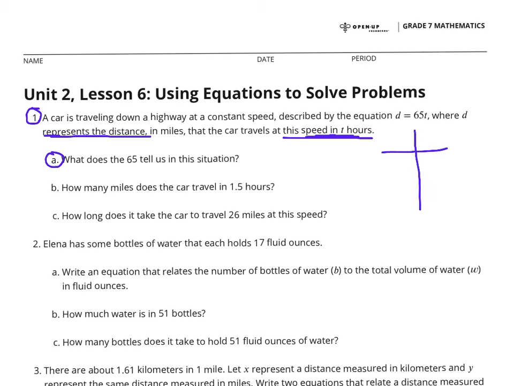Let's see. This would be my d, and this would be my t. If t was 1, that would mean 65 times 1 would give me that d. That would be 65. 65 is the constant of proportionality. What does that tell me? That's an important piece of information. It means that the car goes 65 miles in 1 hour. Okay? Going this way, multiplying by 65. Going backwards, dividing by 65. So finish answering that question.